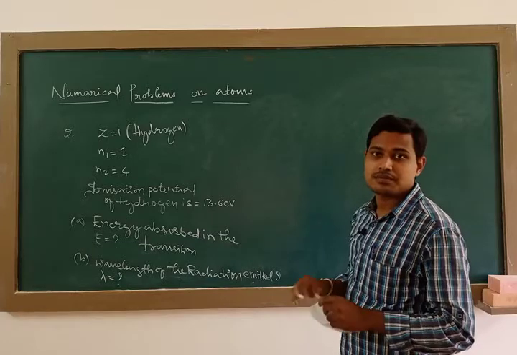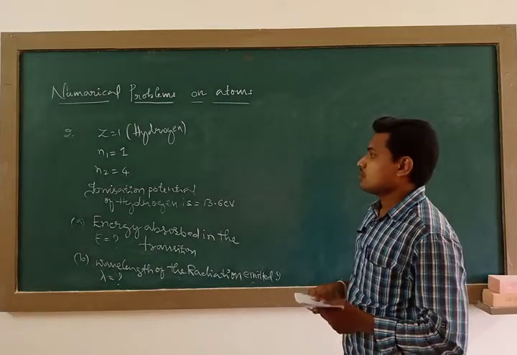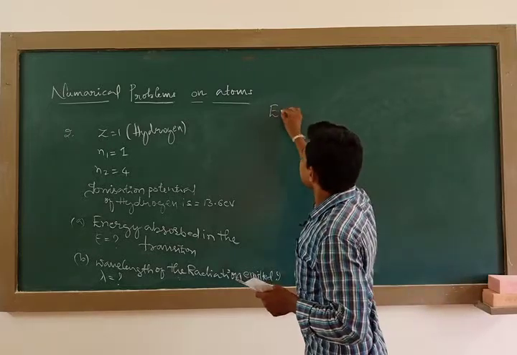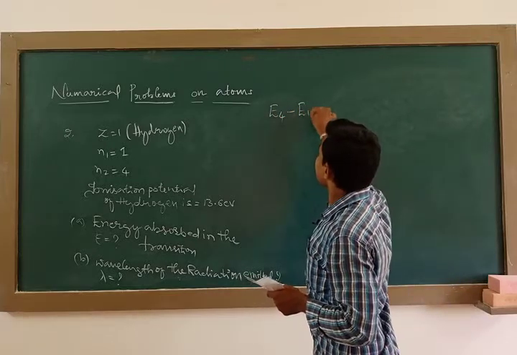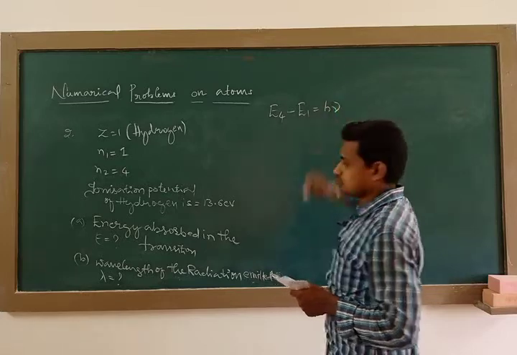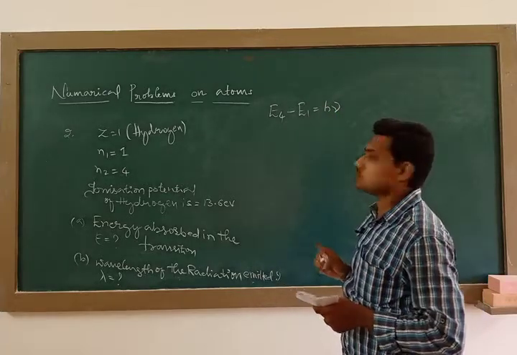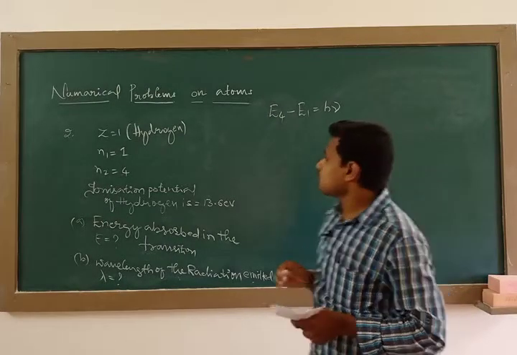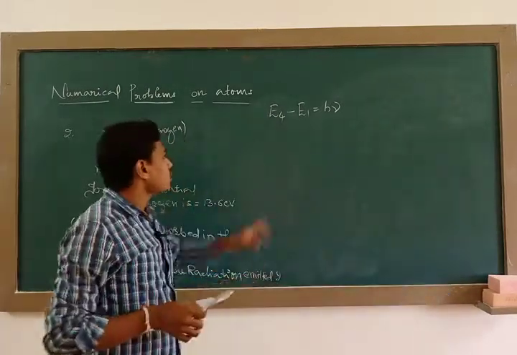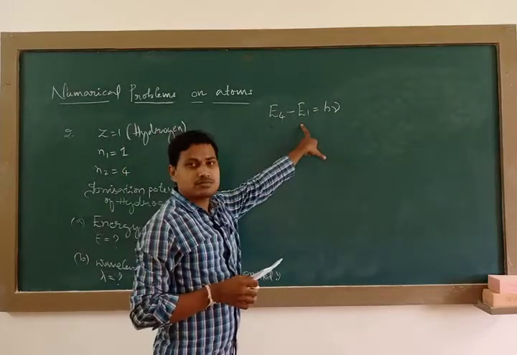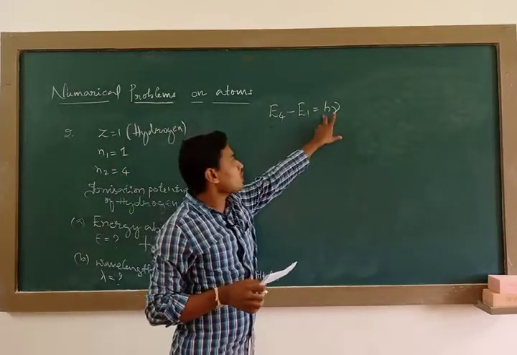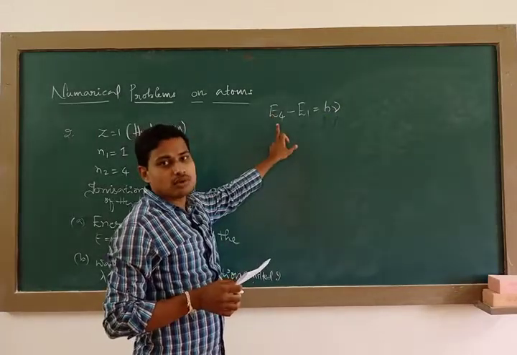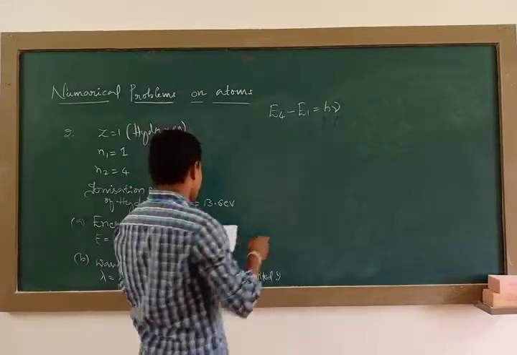See here, energy absorbed in the transition is equal to what? E4 minus E1, which is equal to H nu. And remember, what is E4? E1 is given, Planck constant is known, frequency is not given, fine. But how to find E4? That is very important. So listen here.